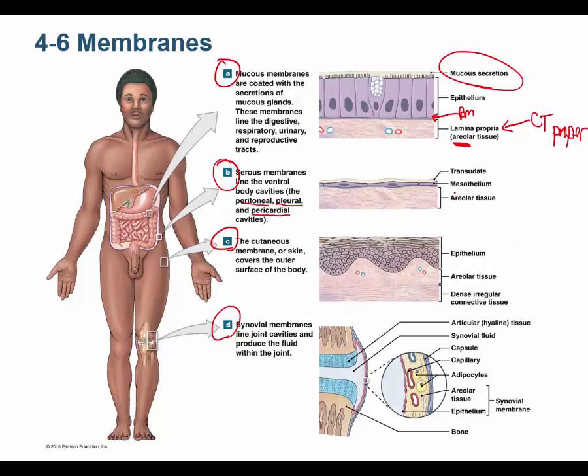Then you have serous membranes. And serous membranes have simple squamous epithelium we call mesothelium. And the mesothelium here secretes a serous fluid. Now, pathologically, there's two types of serous fluids. There's a transudate, which is an abnormal amount of the serous fluid, and there's an exudate, which is a fluid secreted and infected with bacteria or virus.